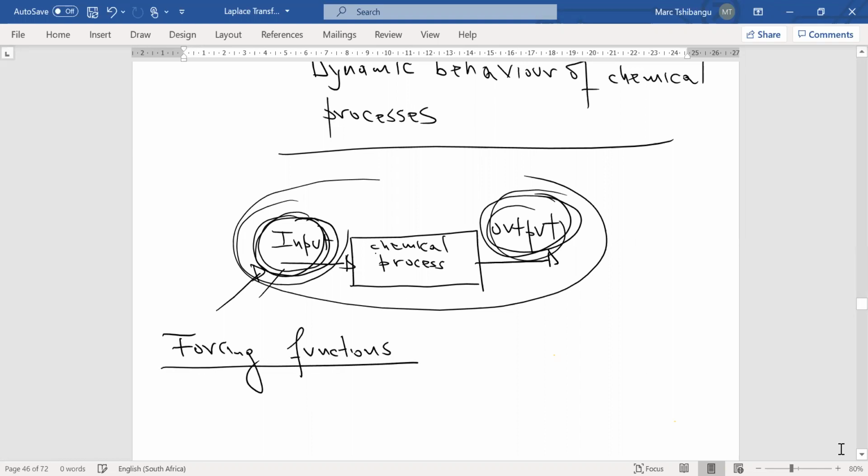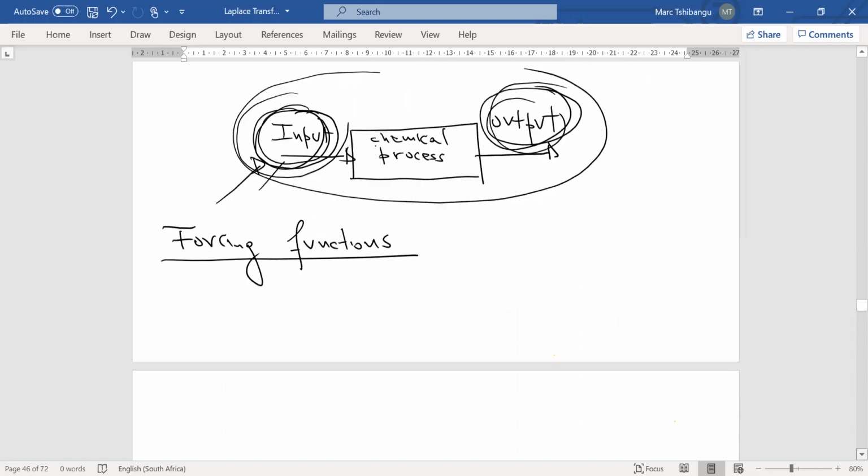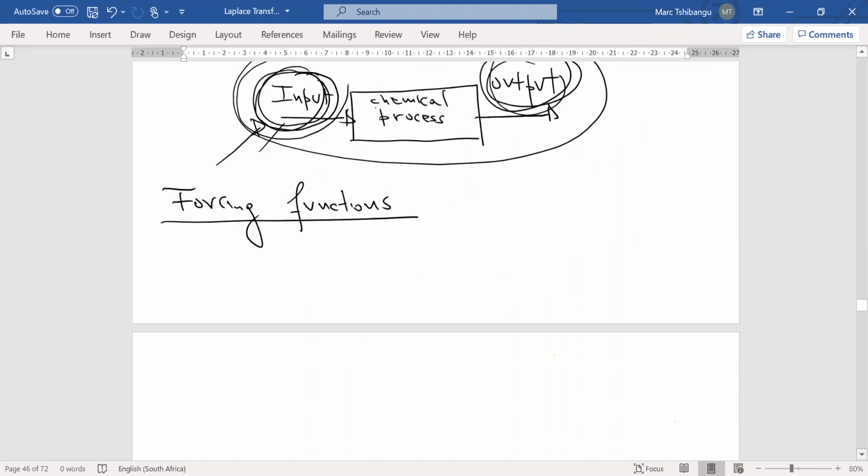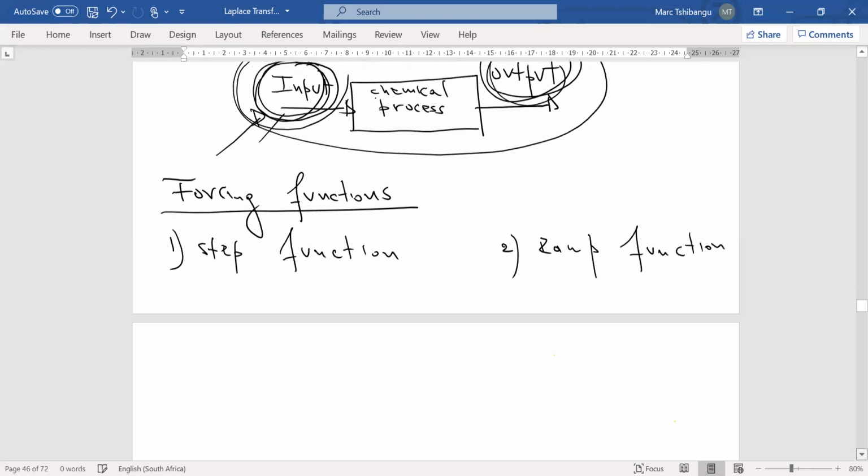There exist many, but in this module we're just going to stick to two that we're going to use most often. First, the step function, and two, the ramp function. Let's focus on the step function first.